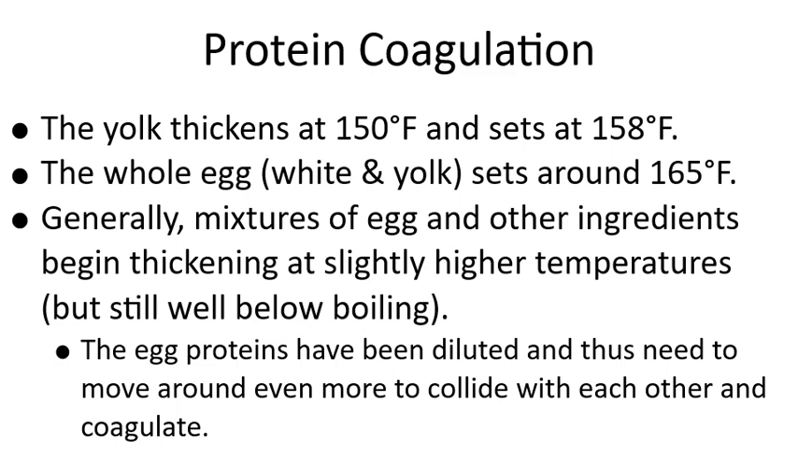If we mix an egg in with other ingredients, the temperature required to set the structures will increase a few degrees, but will still be well below the 212 degrees Fahrenheit at which water boils. The reason for this is that the egg proteins have been diluted somewhat and will need additional energy to move around more to collide with one another and coagulate.